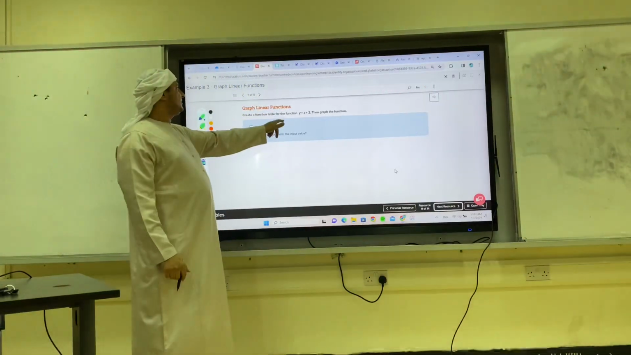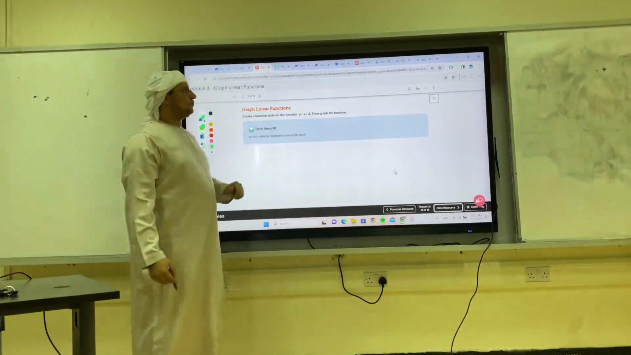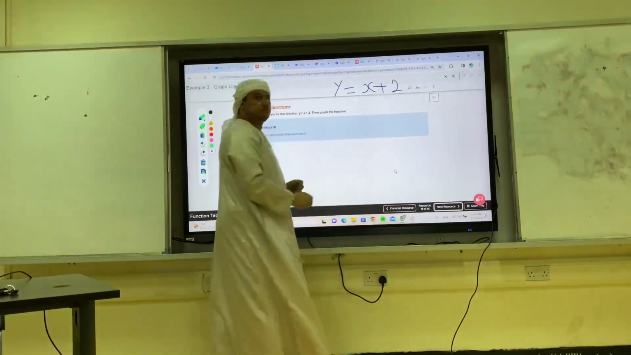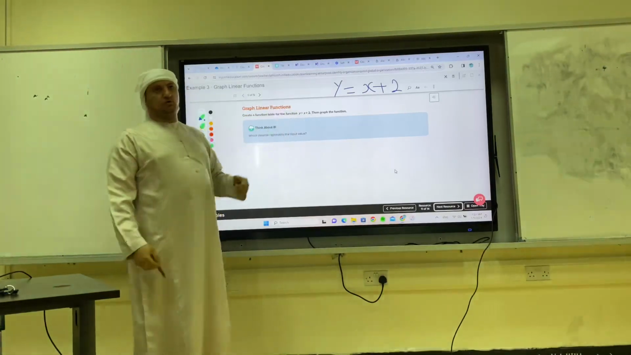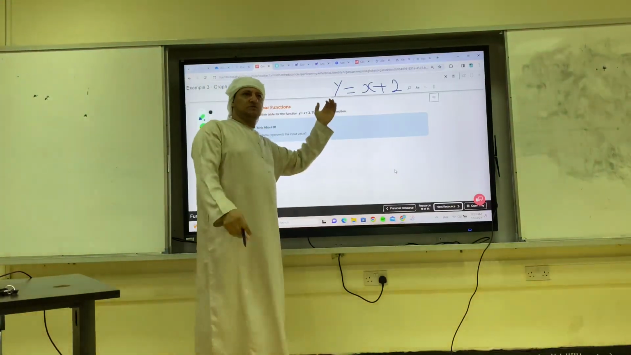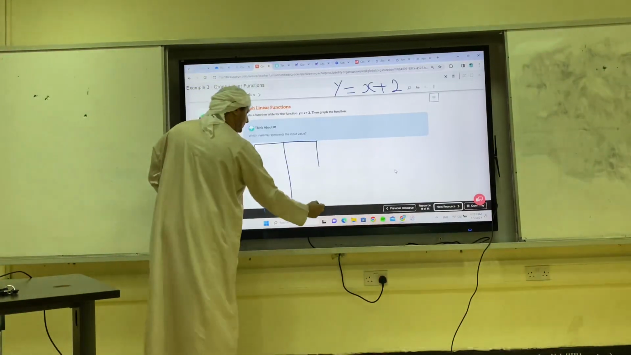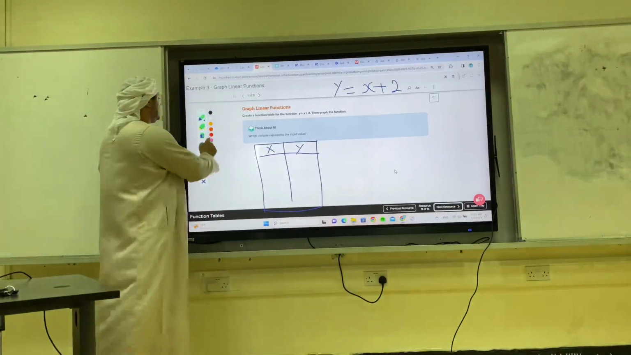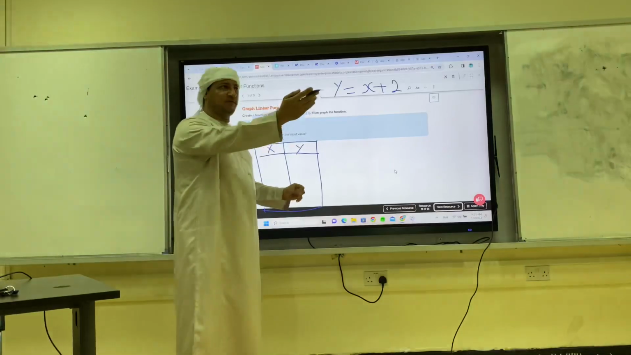Now, as you can see, the function given is y equals mx plus b. m here is 1, so I have y equals x plus 2. And the question says, create a function table. So I need to consider some values for x, insert them here, and then create the corresponding y values for each x value. For example, I'm going to make a table that contains x and y, and I'll be considering some x values. You can give me any random value for x.